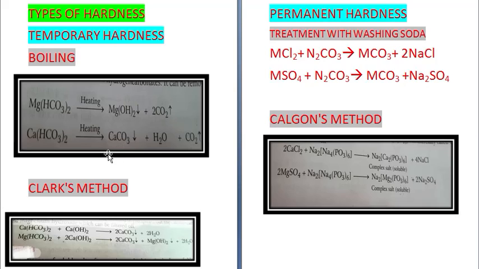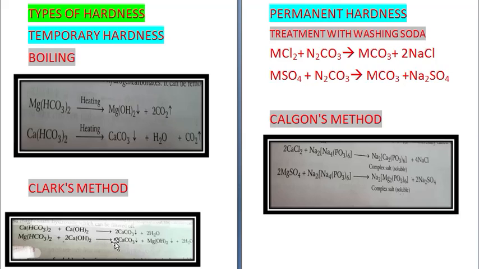Next method is Clark's method. In this method, lime is added to precipitate out calcium carbonate and magnesium hydroxide, which can be filtered off. See, calcium hydrogen carbonate plus Ca(OH)2, lime water.